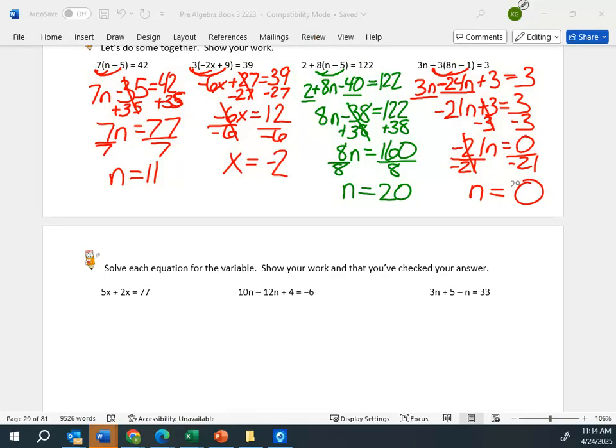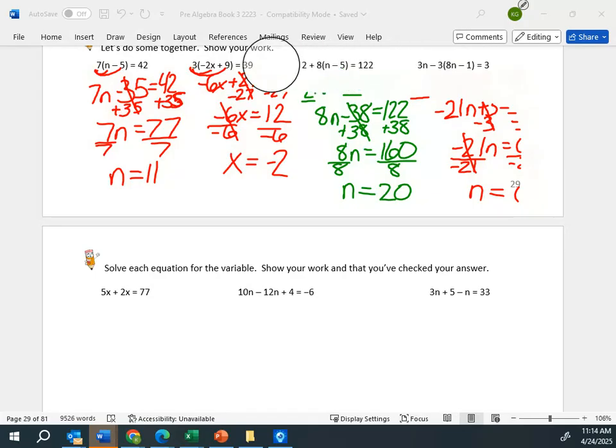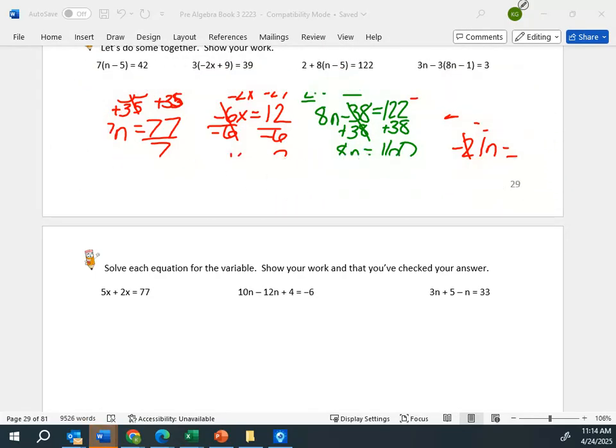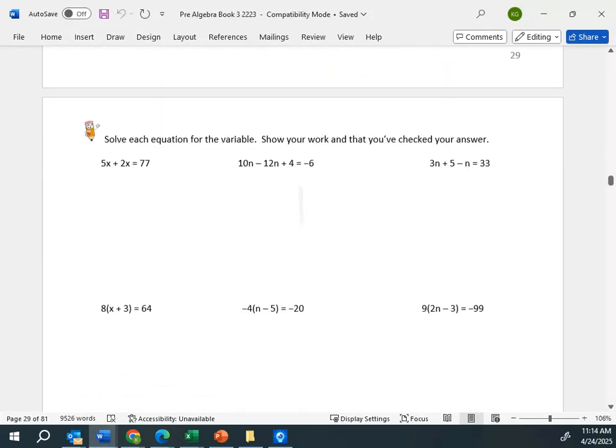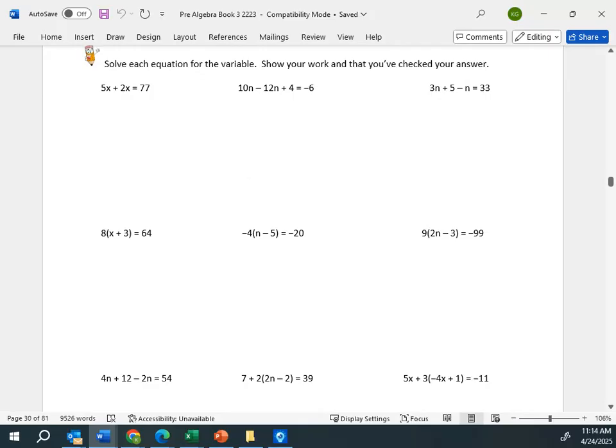All right, so let's look at our second page. Our second page is our work page. Now, it says solve each equation for the variable, show your work, and that you've checked your answer. So now that we figured out all the work, I'm going to show you how we check our answer. So, 5x plus 2x equals 77. What do I do first?